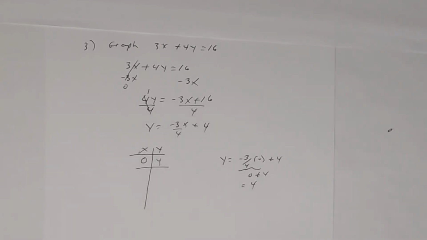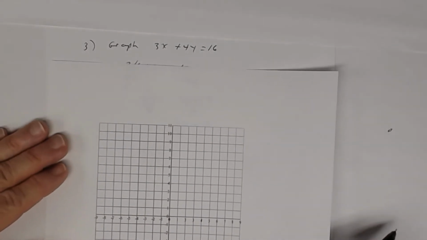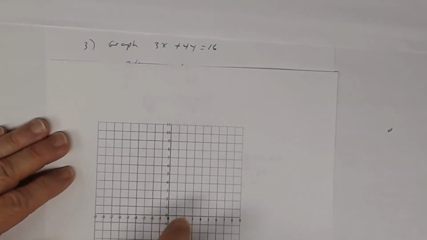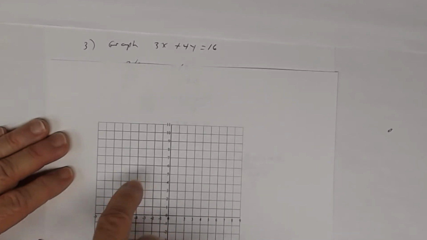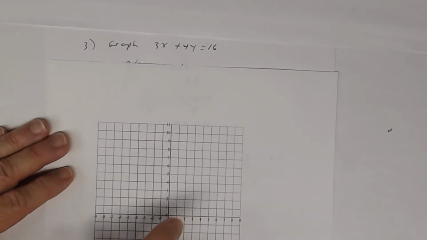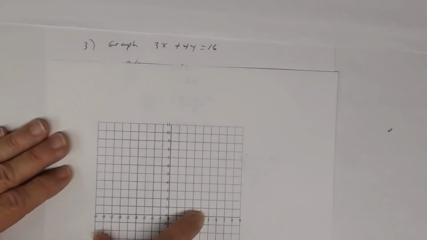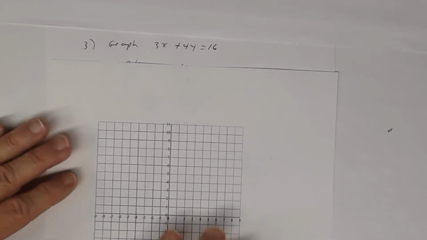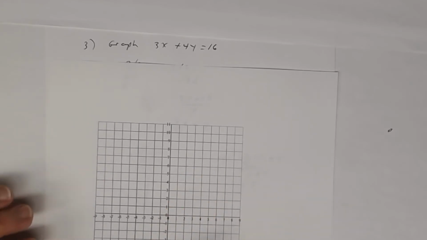Okay, so let's go ahead and start plotting those points as we go through this. So this is number 3, and it does help if you have a coordinate grid. So if you don't have a printer, find a friend or go to Office Depot and get those grids where you can draw your own.